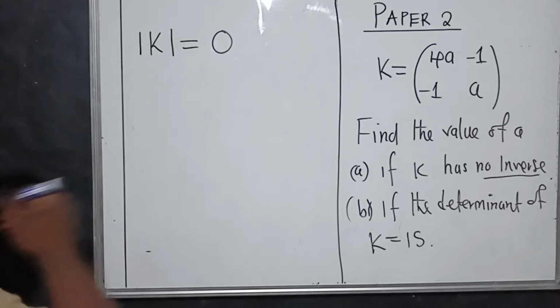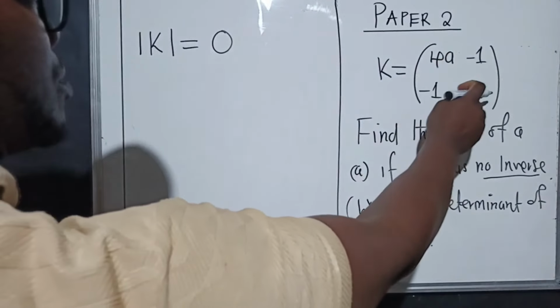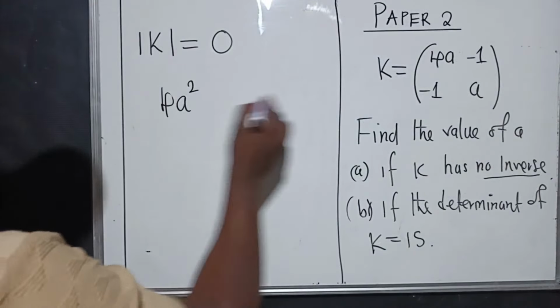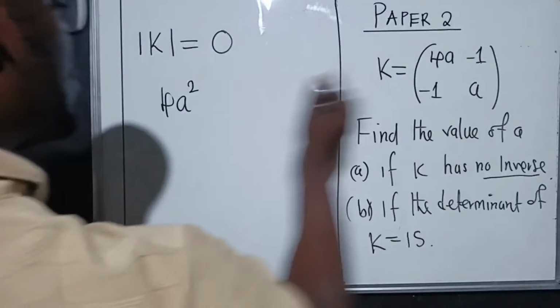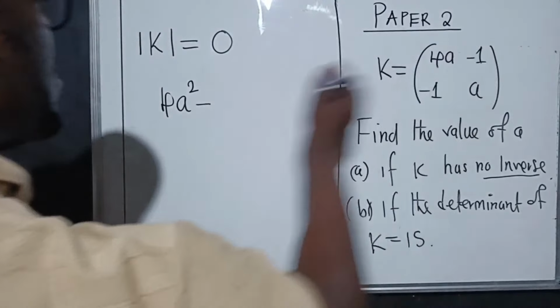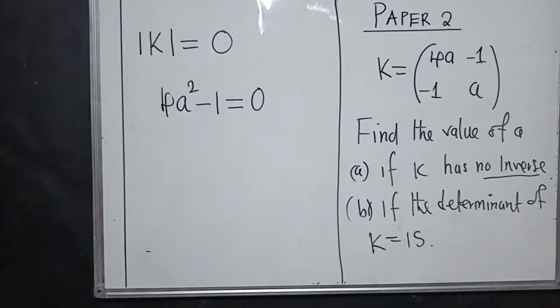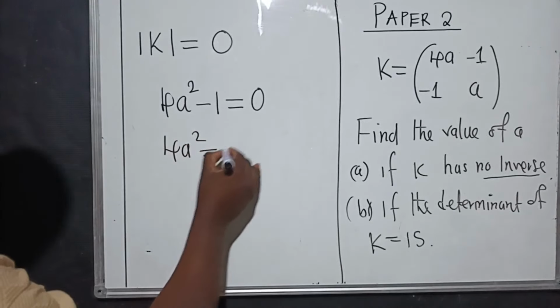So what you're going to do is to multiply the major diagonal, 4a times a. This is a process of finding the determinant. We always multiply this minus the multiplication of those. So we say minus -1 times -1, which will just give us a 1. And then we say equal to 0. So that is 4a power 2 is equal to 1.